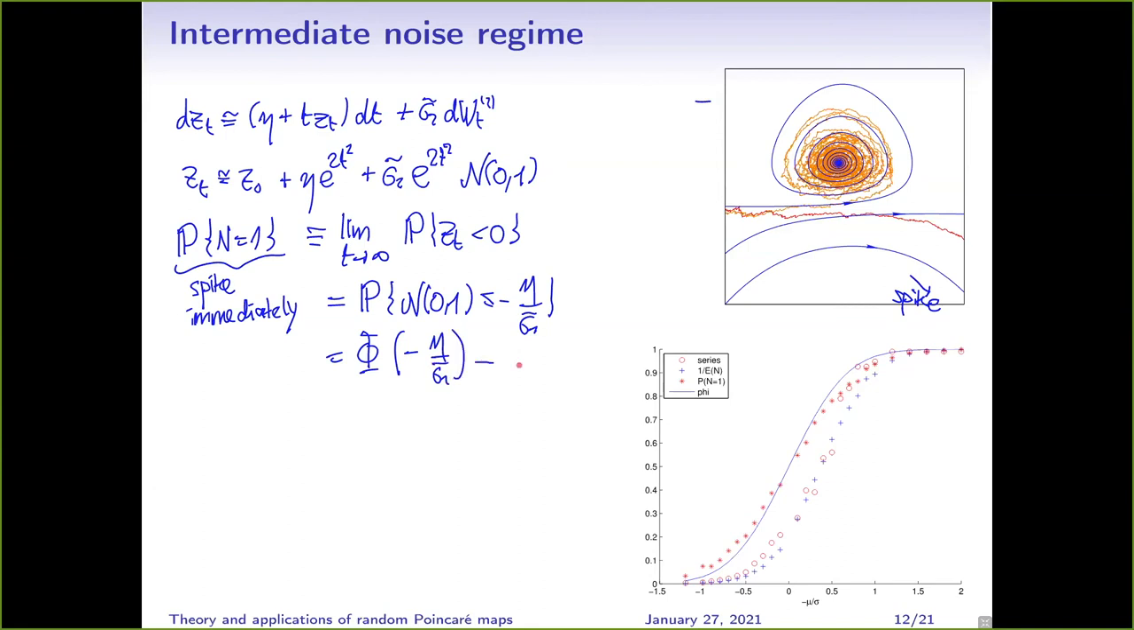And this is exactly what is shown on the blue curve here. So here we have done simulations with different values of these parameters, which are, okay, so this is eta over sigma here. And we go from a regime on the left where it's very unlikely to spike to a regime on the right where it's very likely to spike. And the stars here, the red stars, are exactly this probability that I spike right away, as we find it in the simulation. And you'll see there's a good agreement.